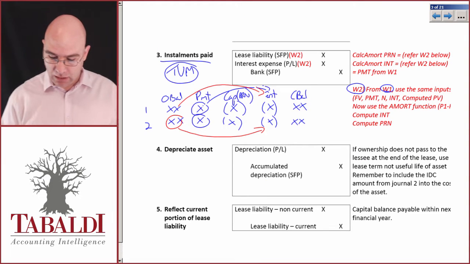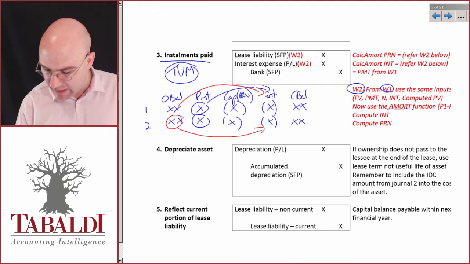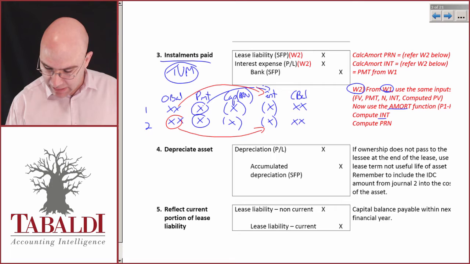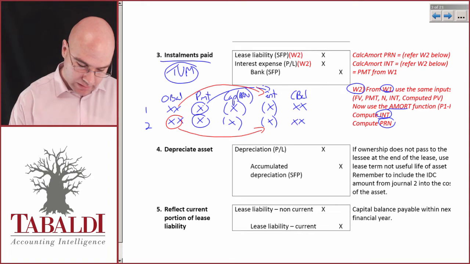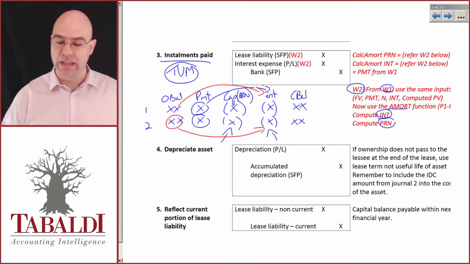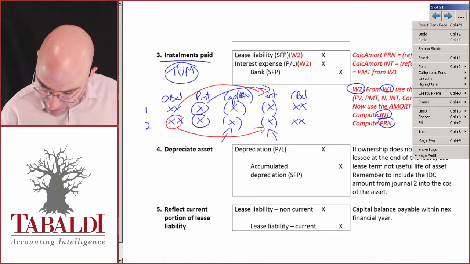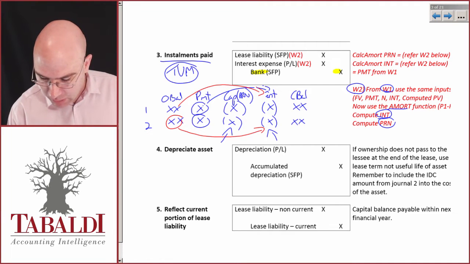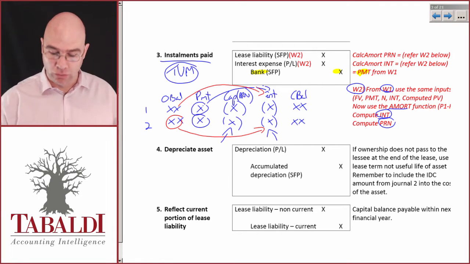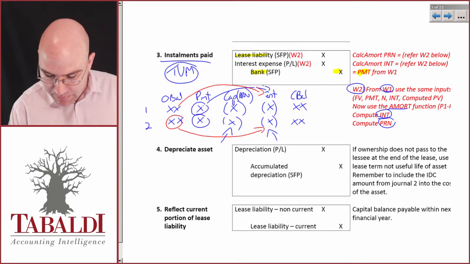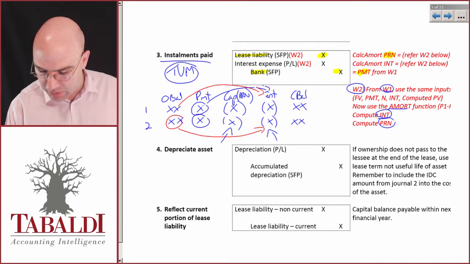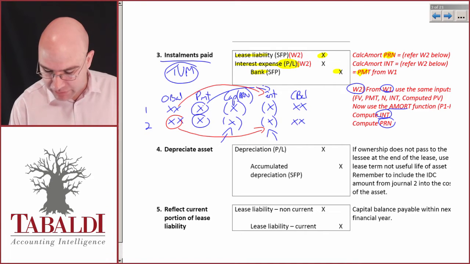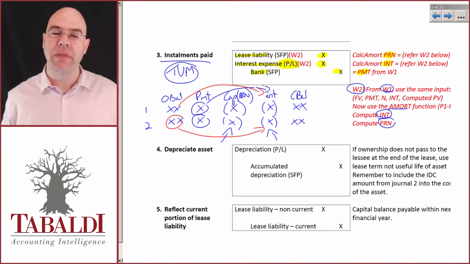And in your calculator, all you're going to do is now use the amortization function, and you'll use period 1 to whatever it is. And you will compute the interest and the principal components year on year. And every time you do that, you'll need to pass a journal, right? And you will credit bank with the total payment, the installment paid. You will then debit lease liability to make it smaller with the principal component, the capital. And you will debit interest expense, take note, in profit or loss with the interest from that calculation.